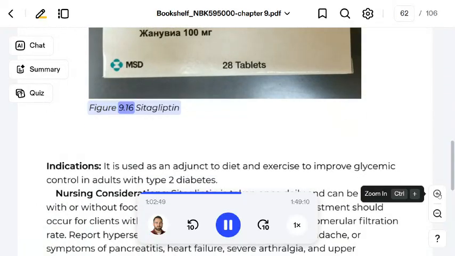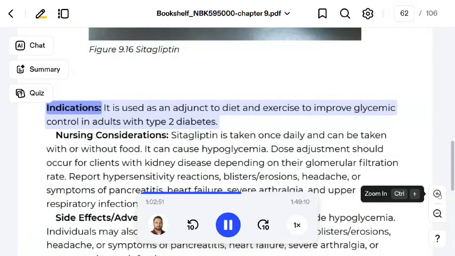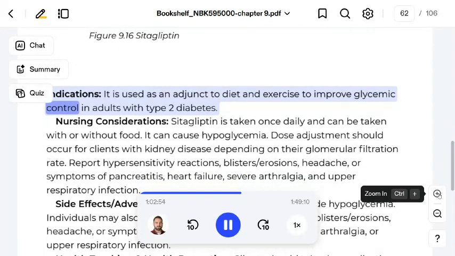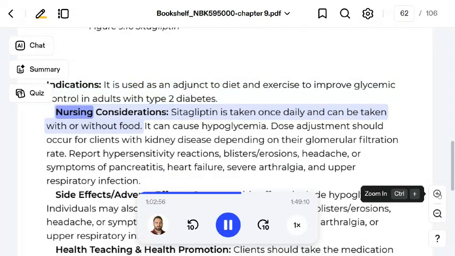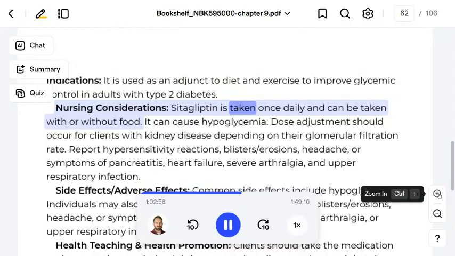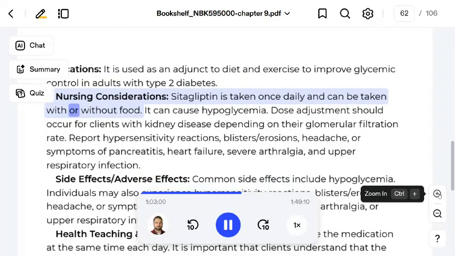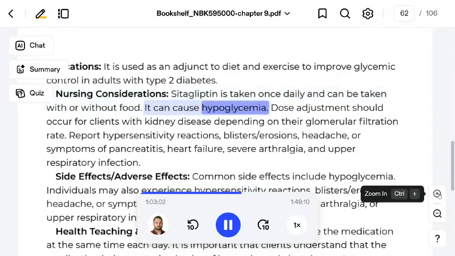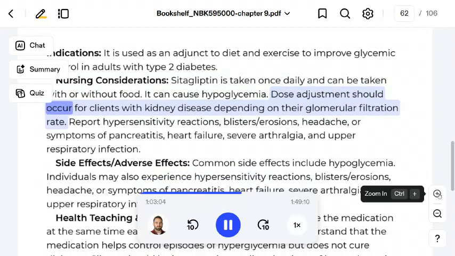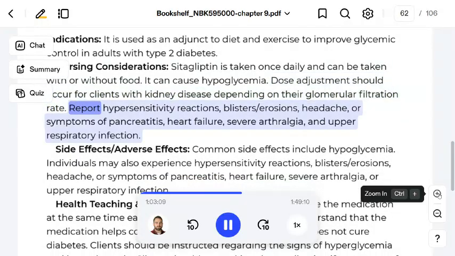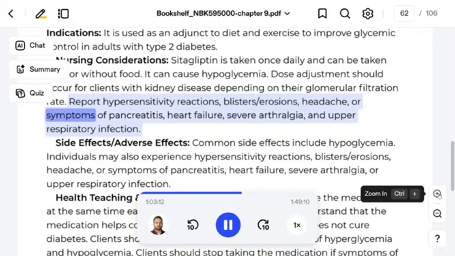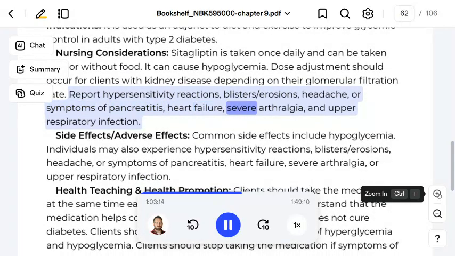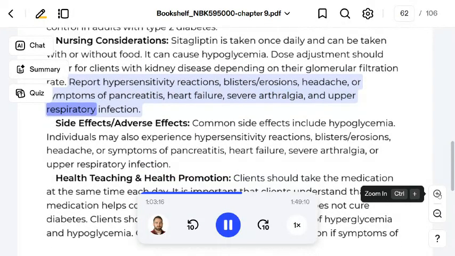Figure 9.16 Sitagliptin. Indications: it is used as an adjunct to diet and exercise to improve glycemic control in adults with type 2 diabetes. Nursing considerations: sitagliptin is taken once daily and can be taken with or without food. It can cause hypoglycemia. Dose adjustment should occur for clients with kidney disease depending on their glomerular filtration rate. Report hypersensitivity reactions, blisters, erosions, headache, or symptoms of pancreatitis, heart failure, severe arthralgia, and upper respiratory infection.